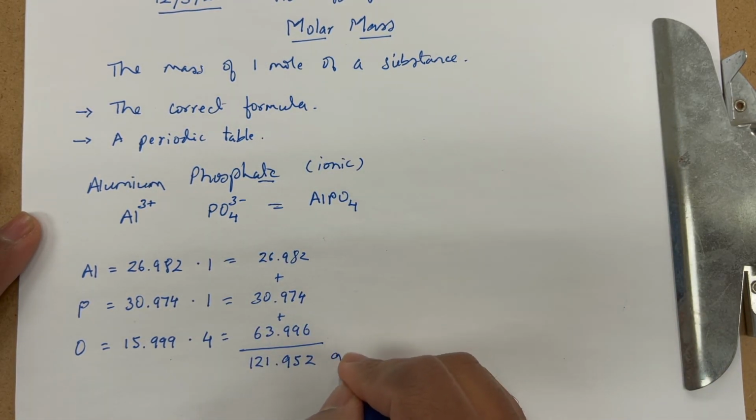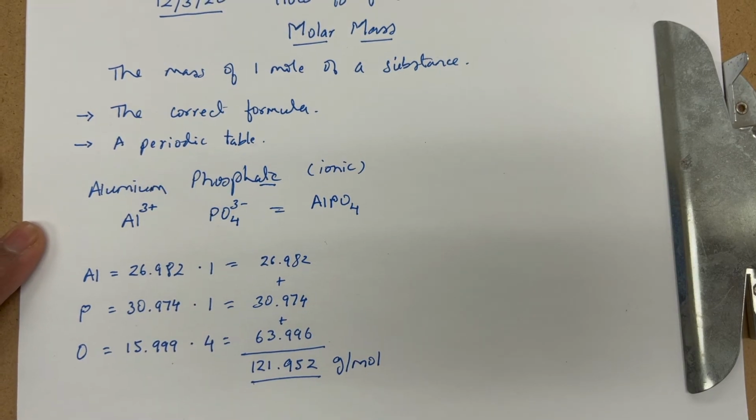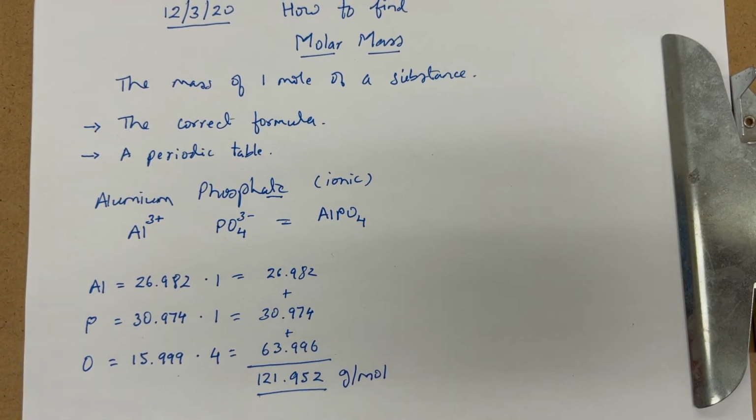Last thing you need to do is you make sure that you write the units, which are grams per mole. And that is it. These are the steps you need to take in order to find the correct molar mass. Please remember that if you don't have the correct formula, you will not have the correct mass.